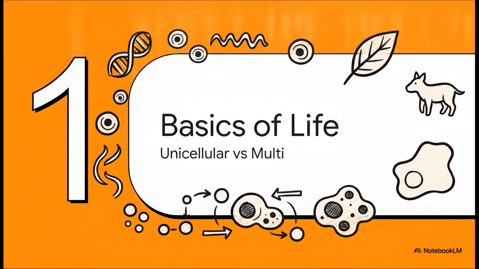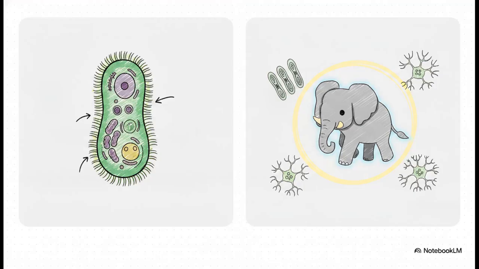So, kicking things off with Section 1, the basics of life, unicellular versus multicellular. Basically, life falls into two broad categories depending on how it's built. First up, we have unicellular organisms. As the name gives away, these are made from just one single cell that literally has to do everything to keep the organism alive.